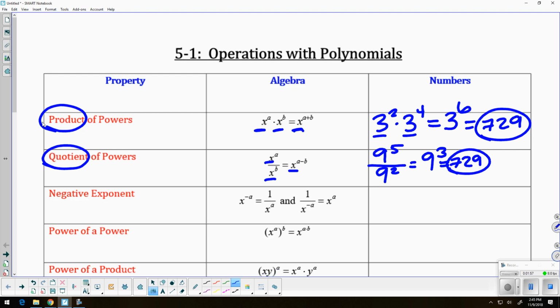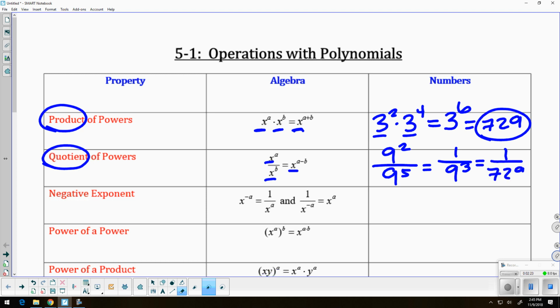So I'll give you guys a different example. Even if I had something like 9 squared on top and 9 to the 5th power on the bottom, I'm still technically going to be subtracting my exponents, but since 5 is on the bottom and that's the bigger value, I would actually get 1 over 9 to the 3rd power. So again, still subtracting 5 minus 2, which would just be the reciprocal, 1 over 729 would be my answer instead. Okay, so just make sure you know you're just subtracting the exponents. Wherever the bigger exponent is, that's where your answer is going to be. So if the bigger exponent's on top, then my answer is going to be on top. If the bigger exponent's on the bottom, then it's going to be on the bottom.